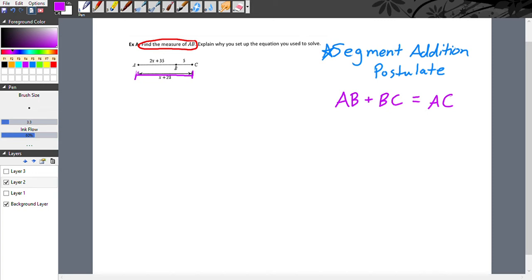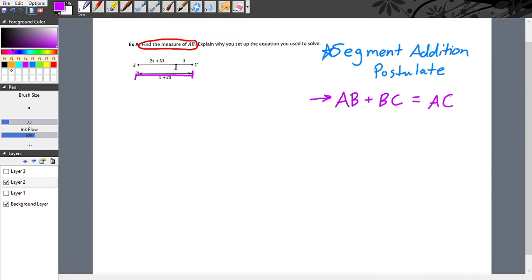So my two pieces of information that I need to write this explanation are the name of the postulate I'm using, the segment addition postulate, and the specifics. What does that say? That's this part right here. That's what the segment addition postulate actually says.